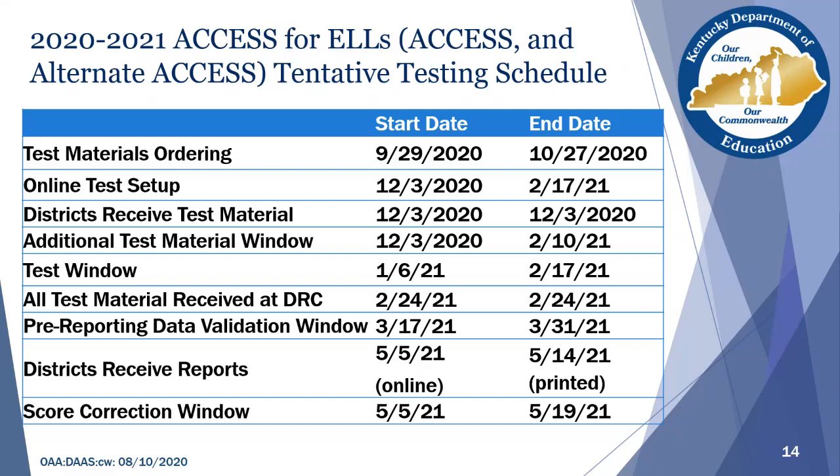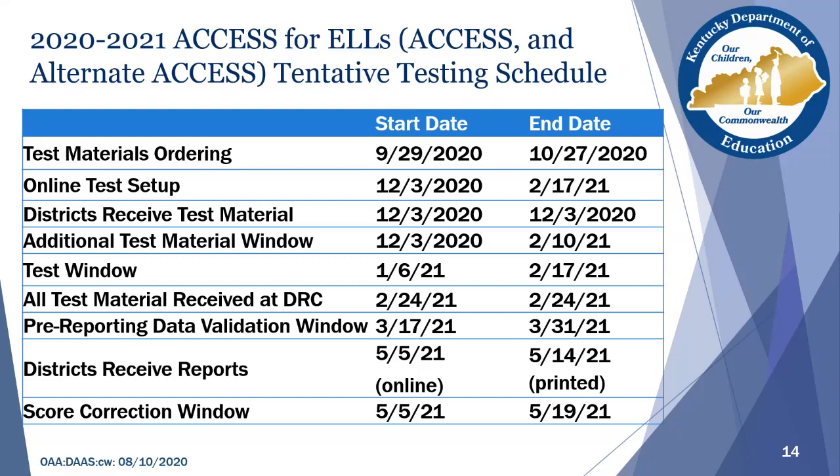Another thing is the test window. It's very important that the test window will start a little later this year. It'll start January 6th and go to February 17th. It's just a few days different from our original dates as we usually do, to give districts time back after Christmas break. Also, once that window closes on the 17th, you will have time to pack up any kindergarten accommodated materials or your alternate and ship those back.